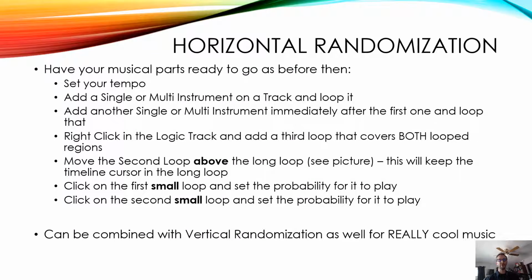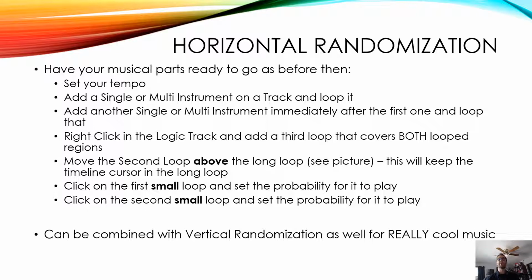The other way to do this is what's called horizontal randomization. You can actually build this off of the vertical randomization and have both. Again, you're going to have your musical parts ready to go, then set your tempo, add either the single or the multi-instrument on a track and loop it. Then you're going to add another single or multi-instrument immediately after the first one and loop that.